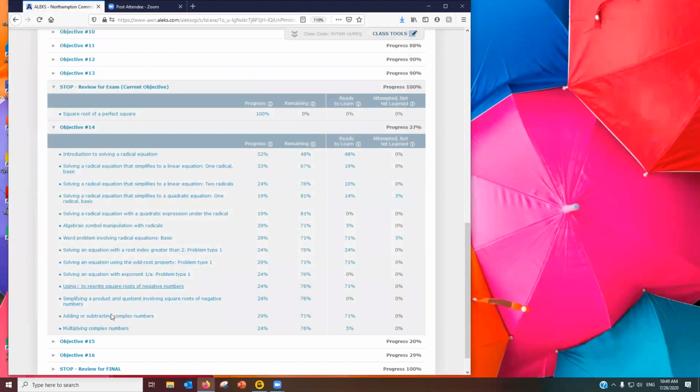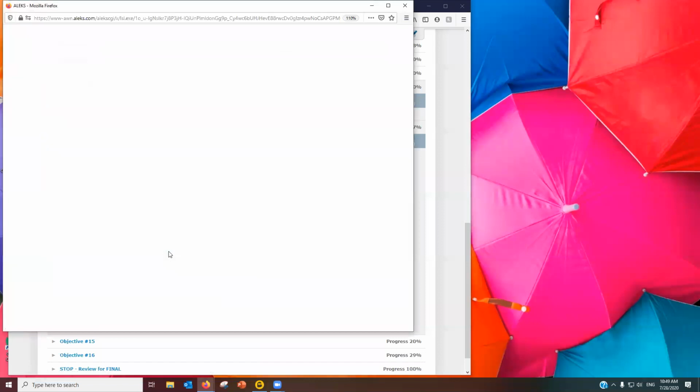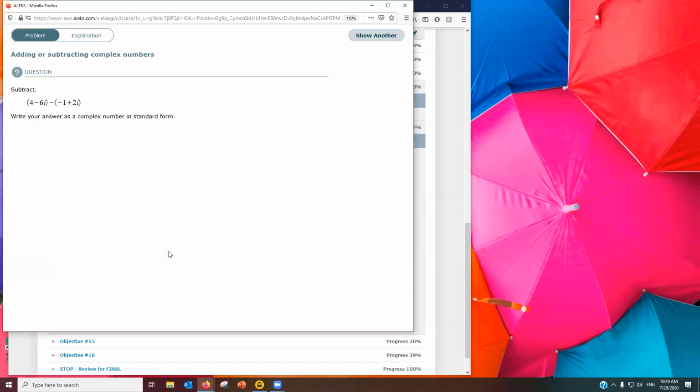Let me come here to adding or subtracting what's called complex numbers. All right, so what is a complex number? Well, we just said that i is the square root of negative 1, and we call this an imaginary number. But we could have a quantity that's a sum of a real number plus an imaginary number. Let me give you an example.